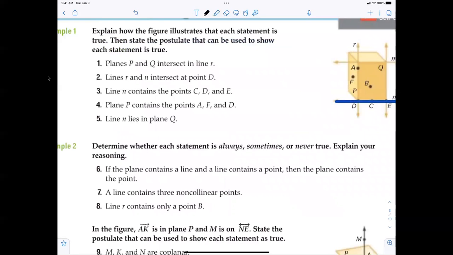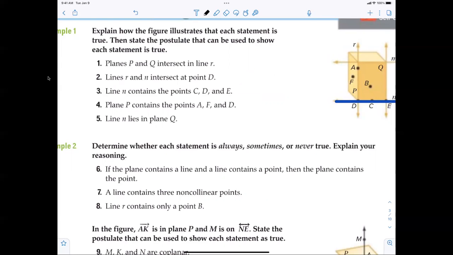All right, here you go. Explain how the figure illustrates that each statement is true. Then state the postulate that can be used to show that each statement is true. Once again, do I care that we look up what postulate it is? No, we're not doing that. On the test, you're not going to have to memorize postulate 2 or postulate 2-3. No one does that. You just have to understand the postulates.